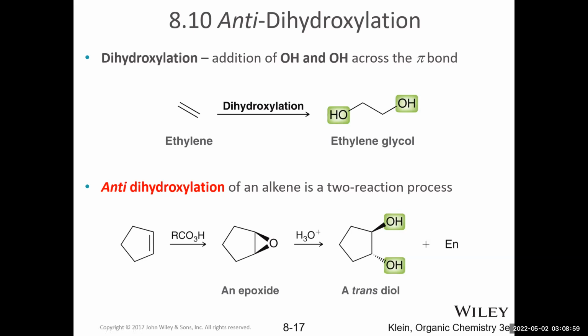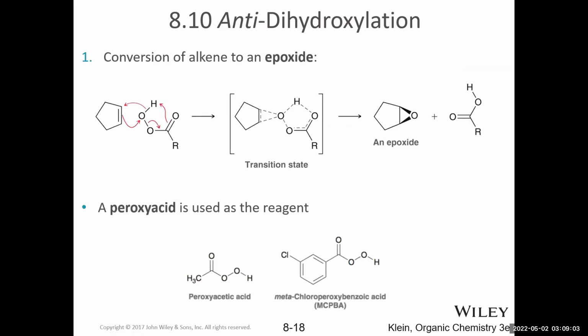Let's take a look at this two-step process, one step at a time. So remember, the first step in the anti-dihydroxylation process is conversion of the alkene to an epoxide. This is actually a one-step reaction where you can see a lot of electrons are moving around simultaneously to go directly from the alkene to the epoxide intermediate. And the byproduct is a carboxylic acid.